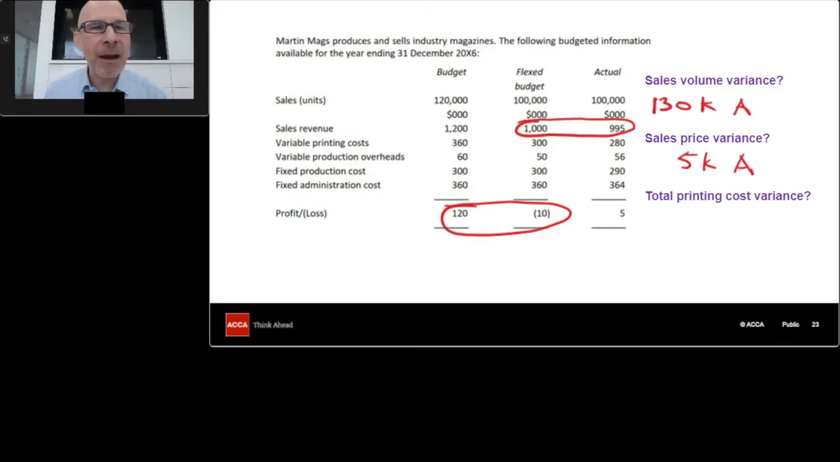And the variable printing cost variance, right? So that's 300 to 280. That's an adverse of 20, everybody. The big mistake there would be to go to the 360, when the only time we ever go back to the original budget is at the sales volume variance. That's the only thing that looks at units. Okay, team?